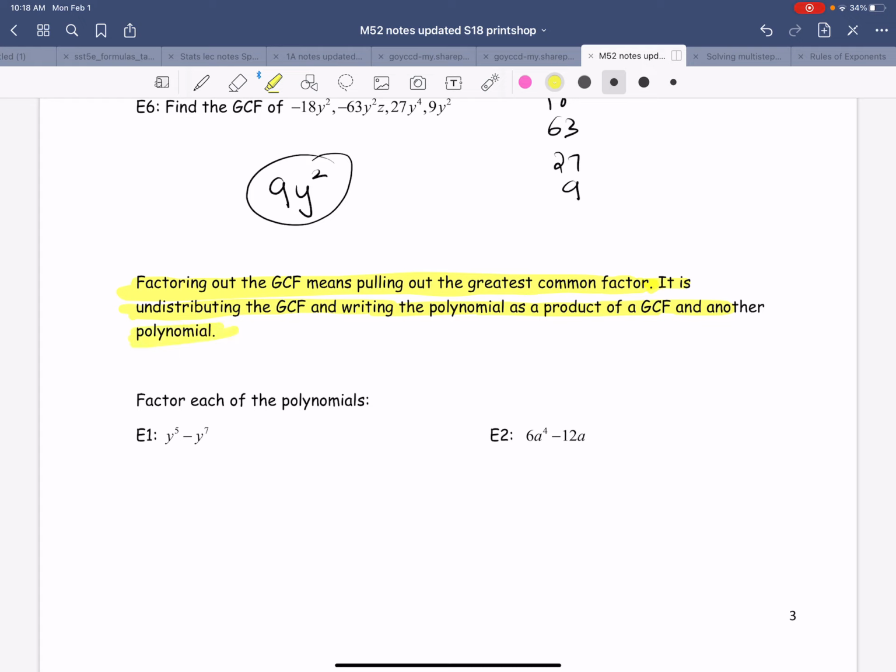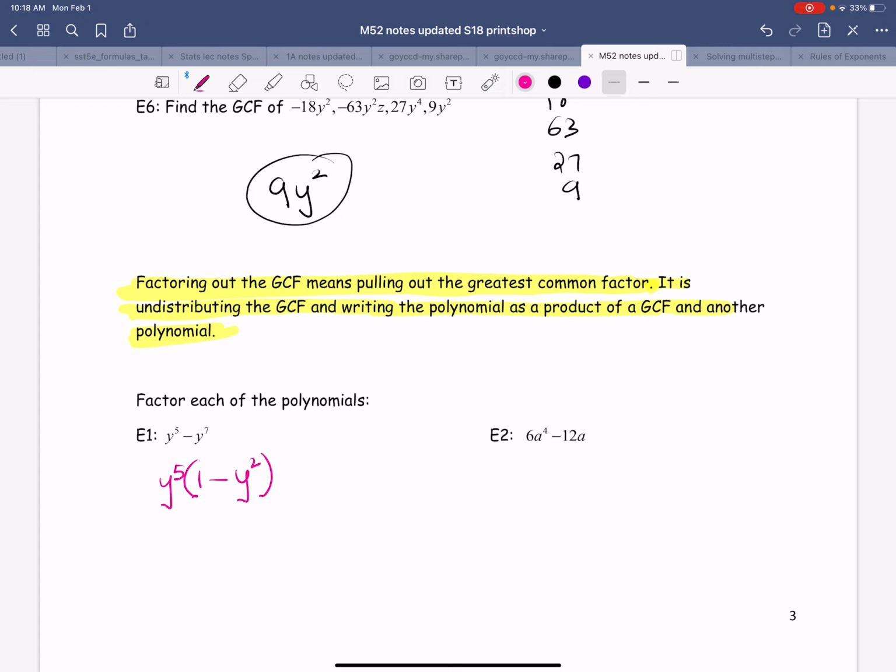Factor each of the following. So we are going to be factoring this polynomial, y to the 5th minus y to the 7th. So what is the GCF here? Remember, it's only variables. So I'm going to pull out the GCF, which is y to the 5th. I apologize, lowest exponent, y to the 5th. Y to the 5th times what gives you y to the 5th? 1. You need 1 for the placeholder. Y to the 5th times what gives you y to the 7th? It's y to the second power.